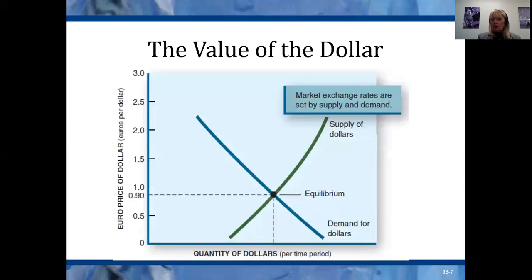Here's what this looks like on a supply and demand graph. You've got your supply curve here. This is your supply of dollars, and you've got your demand curve here. This is your demand for dollars. And at that point where quantity supplied equals quantity demanded, that's your equilibrium price and quantity, and that's your market price, your exchange rate. It's the equilibrium price of dollars against the euro.